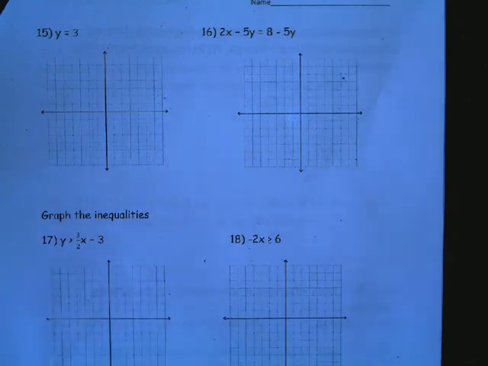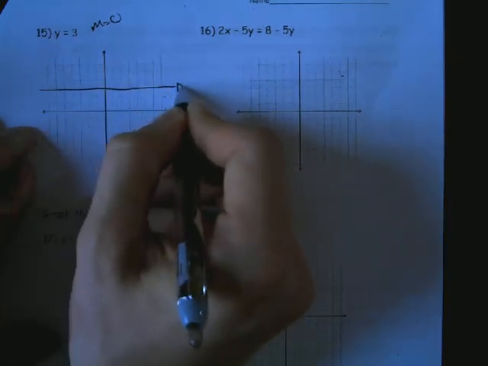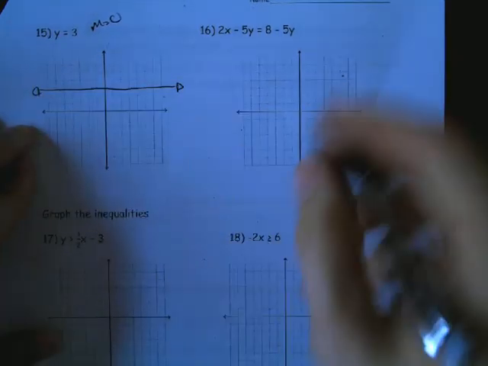Alright, next page. Y is equal to 3. Gonna need to remember these special case lines. Y is equal to 3 is a horizontal line. It's got a slope of 0. You don't see an x. There's a 0 paired with it. 0 times anything is 0. Here's all the points where y is equal to 3.